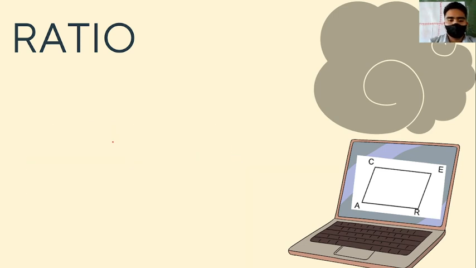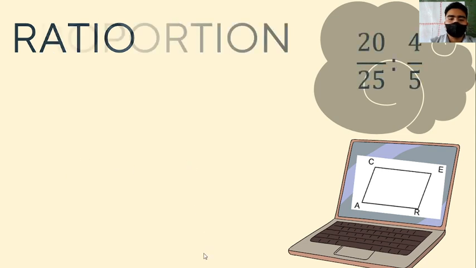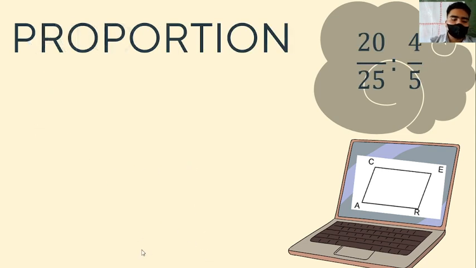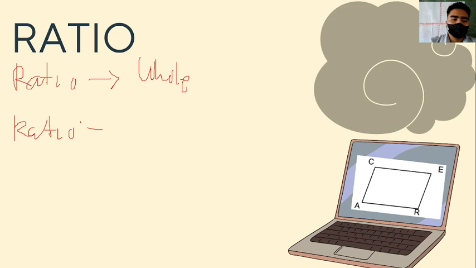So if we say ratio, there is what we call ratio to whole, and ratio for parts. So if we say ratio by whole and ratio by parts, what is ratio by whole?